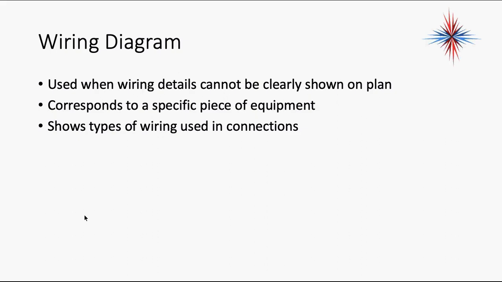So the wiring diagram is used when wiring details cannot be clearly shown on a plan. It corresponds to a specific piece of equipment. In other words, if the big plan says the electrician is going to take wire to a junction box on the wall next to a boiler, after that junction box, it may have a square that points you to another diagram. Remember the sections and the littler diagrams that used arrows in them? One of those might be a wiring diagram. It shows the different wiring used to connect specific pieces of equipment, especially larger equipment.